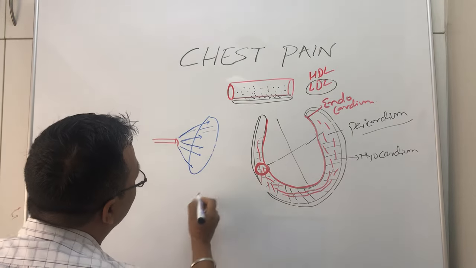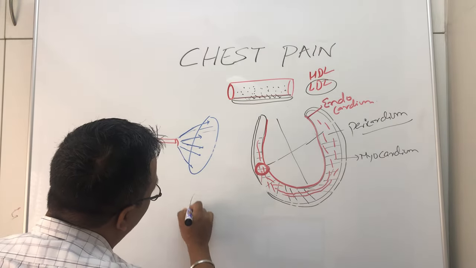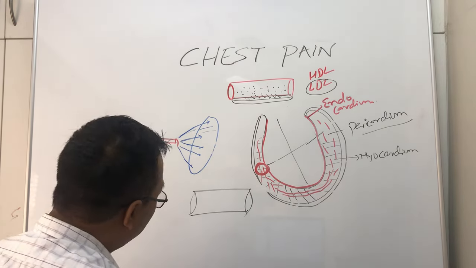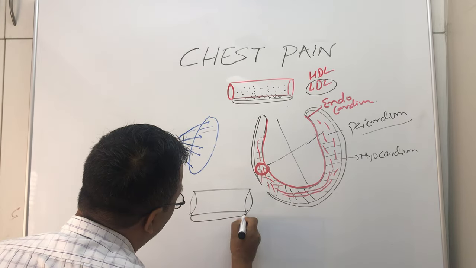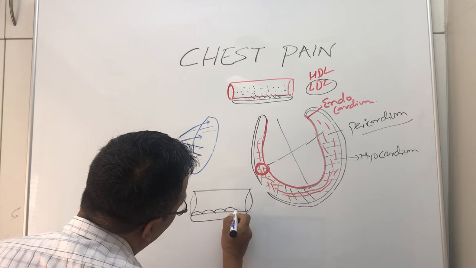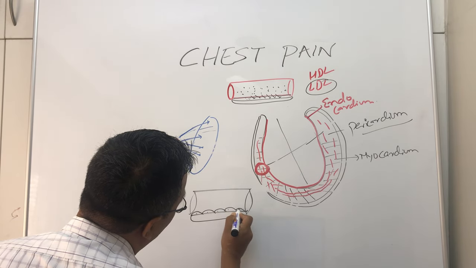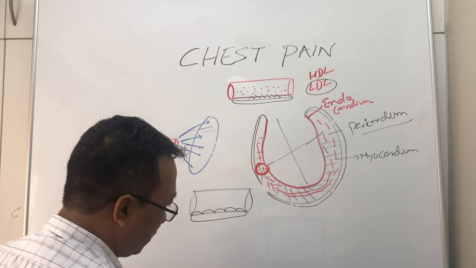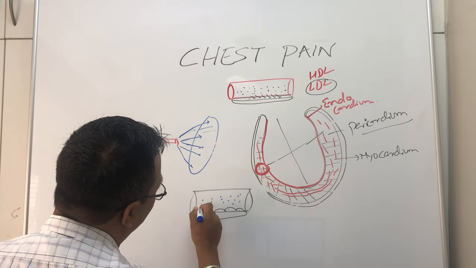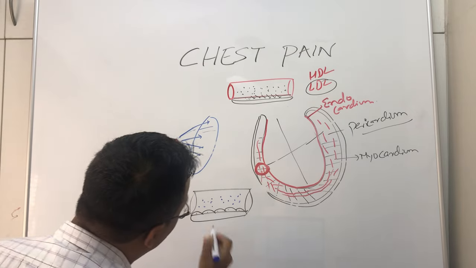So let me make a big one. So these are lined by cells. And now there are LDLs. These are LDLs, bad cholesterol. Over the course of time, what will these LDLs do?